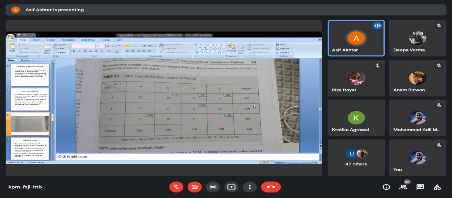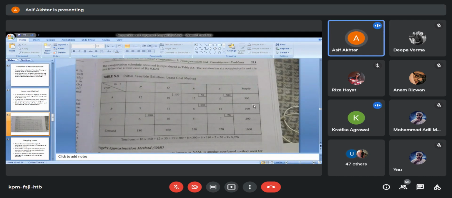अगर ये equal ना होता, if right hand side is not equal to left hand side, then you cannot conclude that this is an initial feasible solution. So because we have left hand side equal to right hand side, we can say that this is the initial feasible solution.